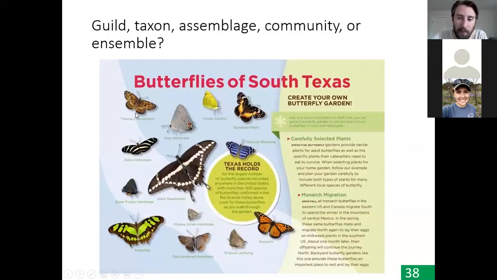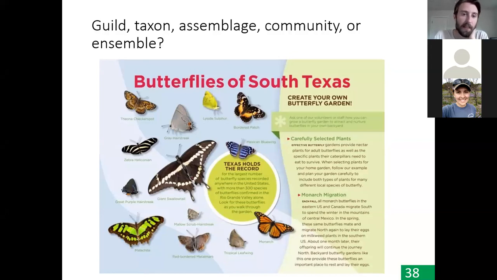All right, let's go back. So we've got assemblage and we've got community. All right, so they definitely live in the same place, South Texas. So you could say that it's a community. However, they also share phylogeny. These butterflies are all related to each other. So they have that phylogeny in common as well. And so at the very least, it's going to be an assemblage.